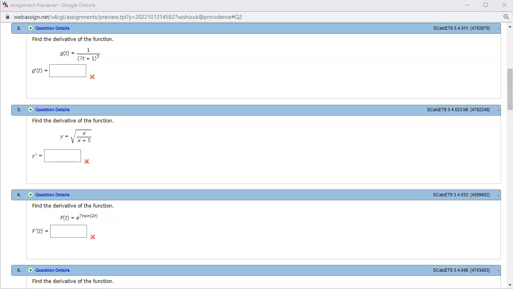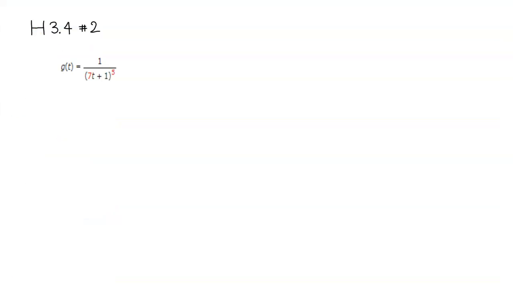All right, let's look at homework 3.4, problem number 2. So let's find the derivative of g of t right here. First thing I would do is rewrite it as a quantity 7t plus 1.